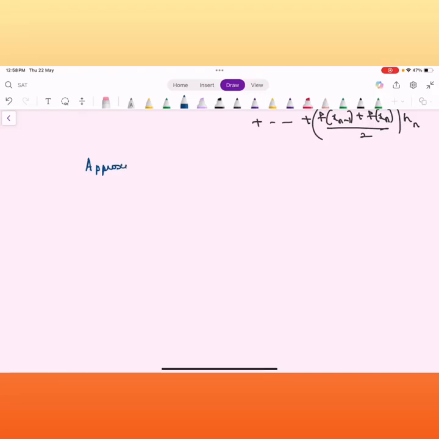Approximate integral 0 to 2 x cubed dx, taking 4 subintervals of equal width, using trapezoidal rule.